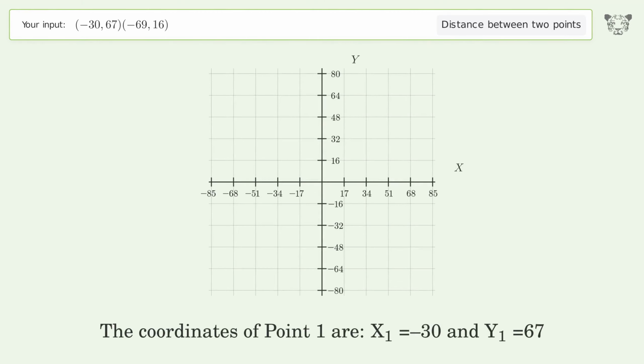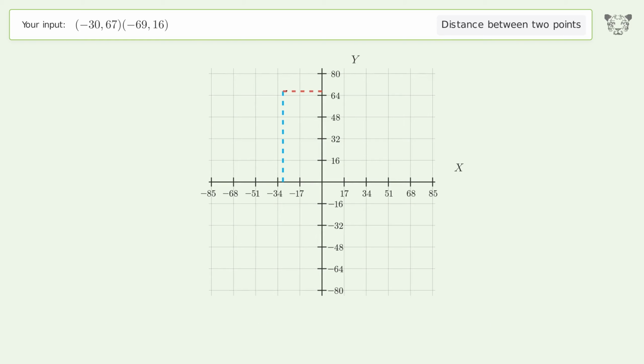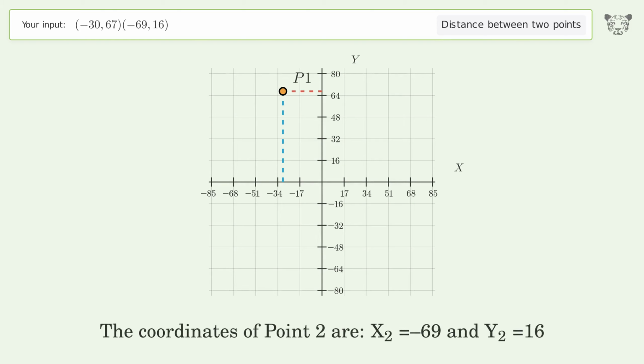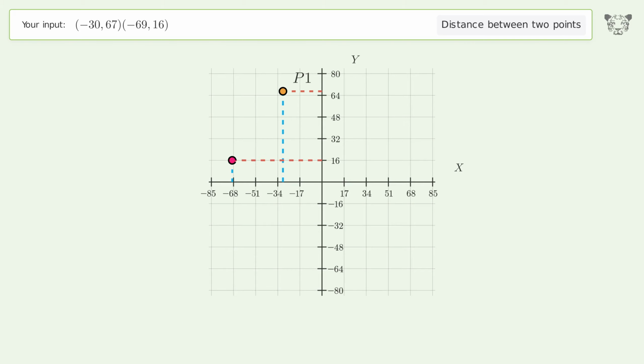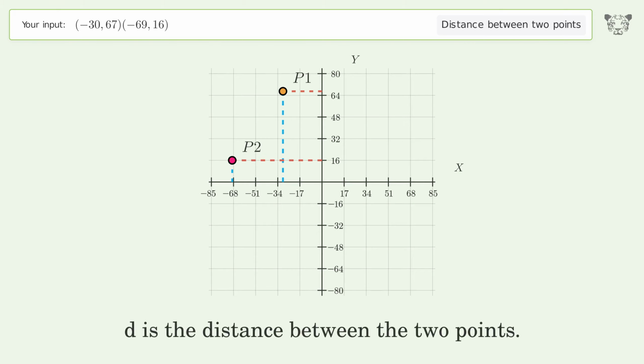The coordinates of point 1 are, x1 equals -30 and y1 equals 67. The coordinates of point 2 are, x2 equals -69 and y2 equals 16. D is the distance between the 2 points.